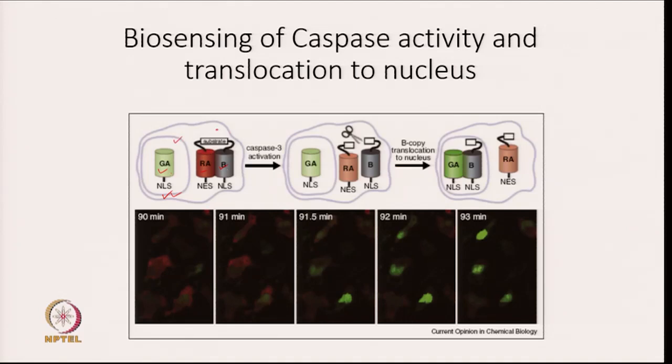So this part is nucleus, this part is cytoplasm. So it is going from cytoplasm to nucleus, and when it goes from cytoplasm to nucleus, then it fluoresces green. That is what you can see here: 90 minutes, 91, 91.5, 92, 93. You can see the color is changing, and the green one is becoming more prominent. If caspase is not active, then it will not cut and you will not see this kind of image.